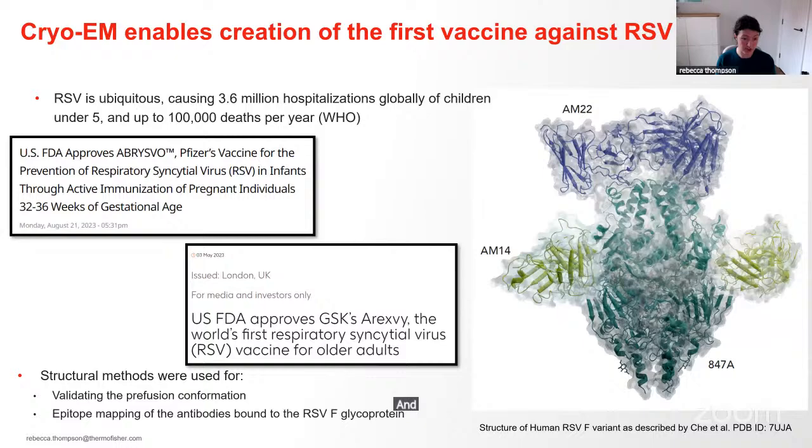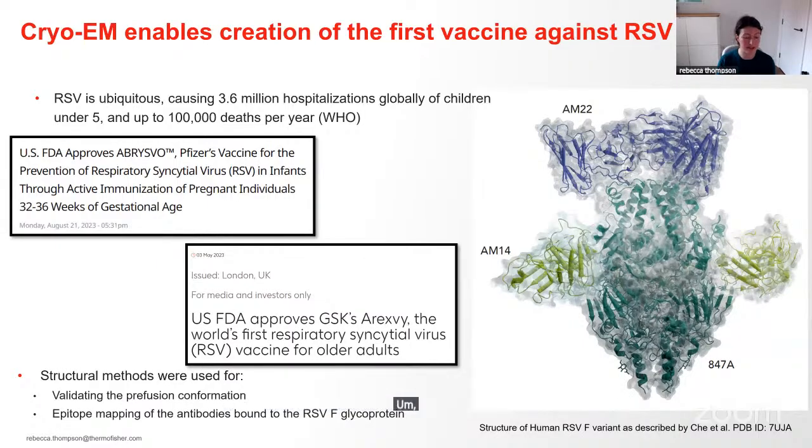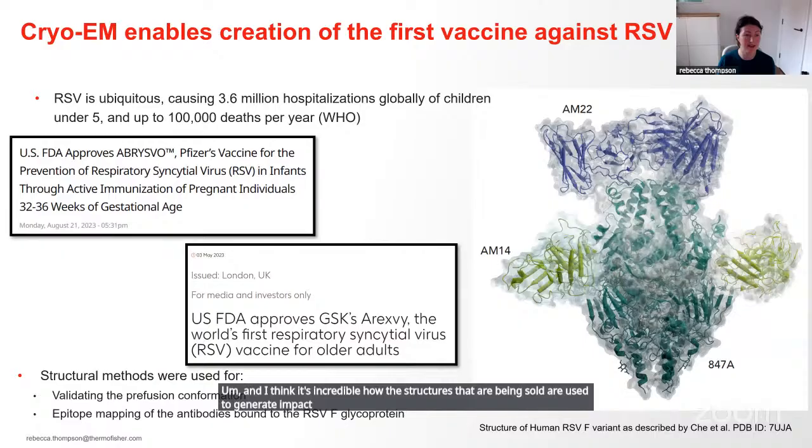And I always like to show this example. So there is now a vaccine available against RSV virus. And I like to show this example because I personally benefited from this vaccine just over a year ago now. And I think it's incredible how the structures that are being solved are used to generate impact in the clinic in such a tight turnaround. So having these high quality structures available is really helping to accelerate that medicine's discovery process.